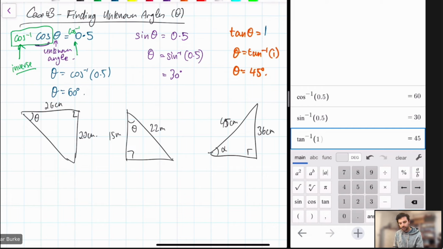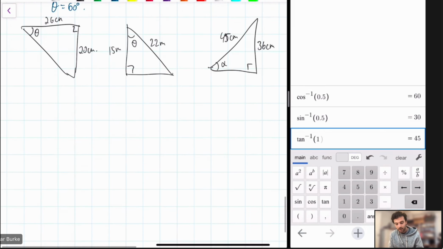Okay, so there we go. Let's have a go at the one on the left, and then you're going to have a go at those two on the right. So first thing, what we do is we label. We've got hypotenuse we don't care about. Here's our angle. So this must be our adjacent side, and this is opposite the theta. So this is going to be our opposite side.